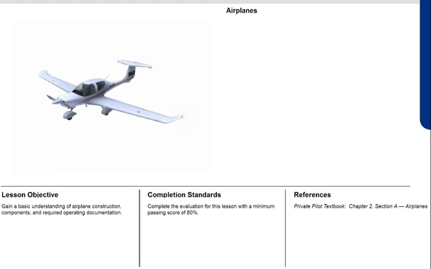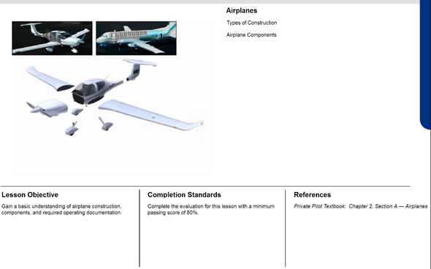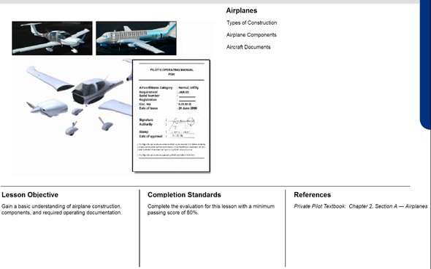As you begin your training, the first things you'll become familiar with are the components of the airplane and how to use the different controls to make the airplane respond. In this lesson, you'll explore the following topics: types of construction, airplane components, and aircraft documents.